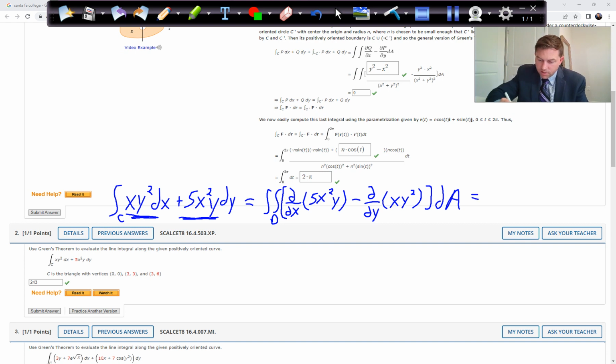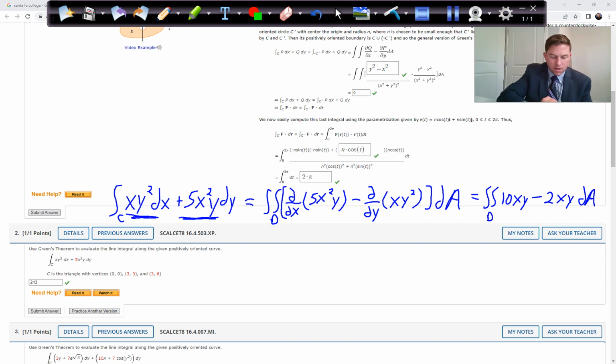Well, this is going to give us the double integral over region D of partial 5x squared y with respect to x, which would be 10xy, minus partial xy squared with respect to y, which would be 2xy, across region A. Okay, but we need to get a sense of what this region A is.